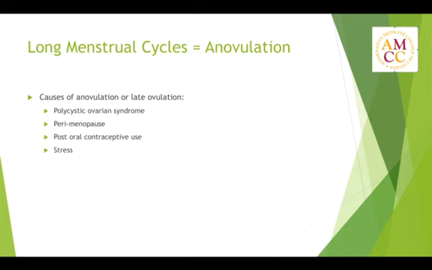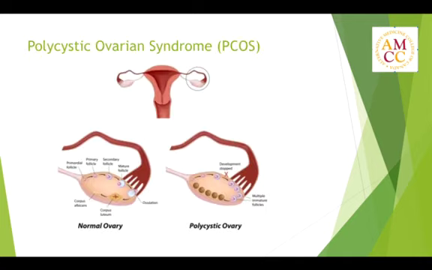It can be a sign of perimenopause, which we'll talk about later, so the woman is about to go into menopause, or polycystic ovarian syndrome, which is sadly increasingly common. So we'll talk about those separately now, these causes of long menstrual cycles. We'll start with PCOS, or polycystic ovarian syndrome.